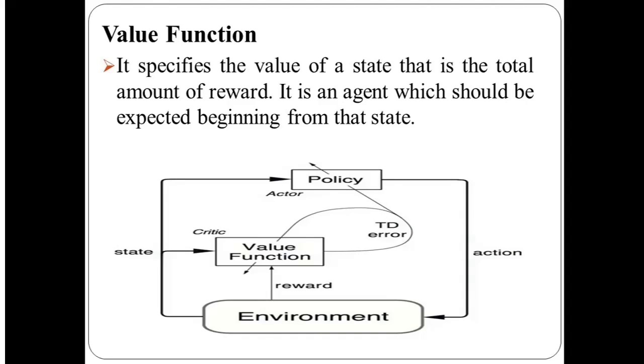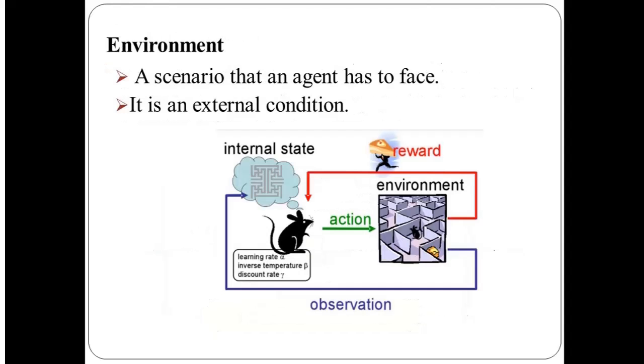The next important one is value function. It specifies the value of a state, that is the total amount of reward an agent should expect beginning from that state. Environment is an external condition. The scenario that an agent has to face is an environment.